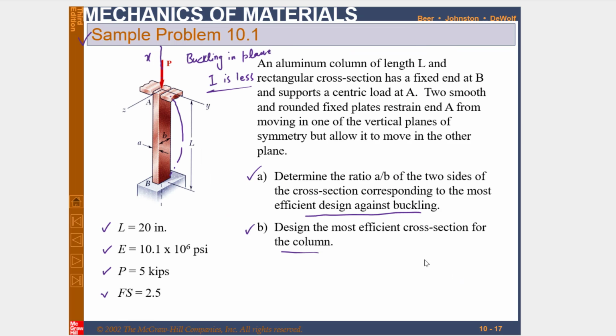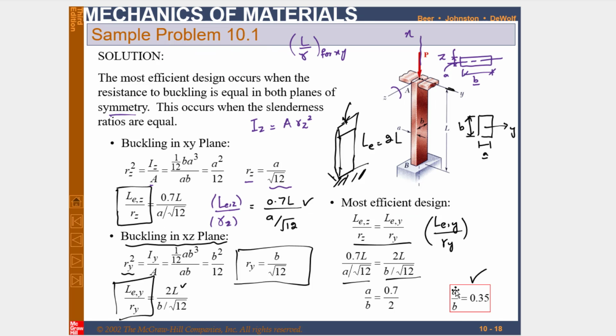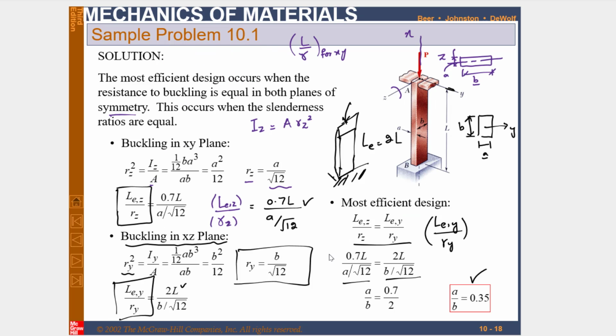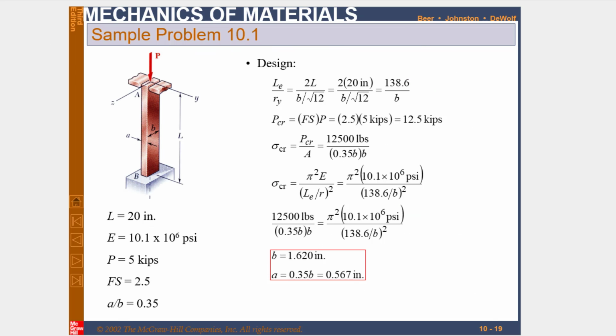This is already given, that you have to find the ratio of the two sides of the cross section to correspond to the efficient design. So the ratio of both sides A over B is 0.35. Next is to find the most efficient cross section of the column. So we will move toward the second part.